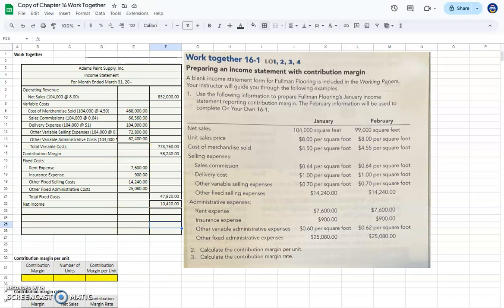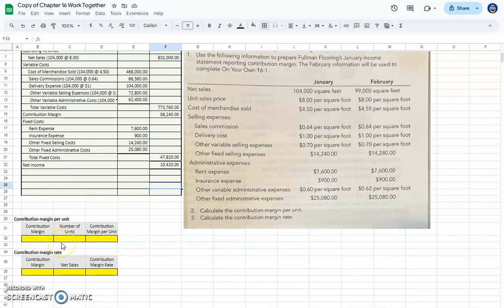Okay, so I believe that is it for the income statement, but now we need to come down here and figure out what is our contribution margin per unit. Well, it should be pretty easy. We'll just grab our contribution margin from up here, which is 58,240. Our number of units sold was 104,000. Remember we used that throughout this whole deal. And then we'll just divide. So the contribution margin per unit sold is 56 cents.